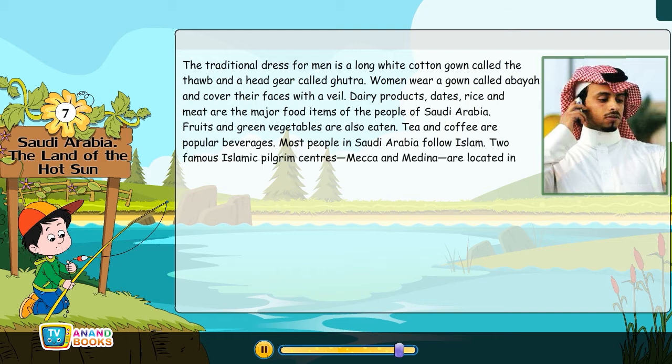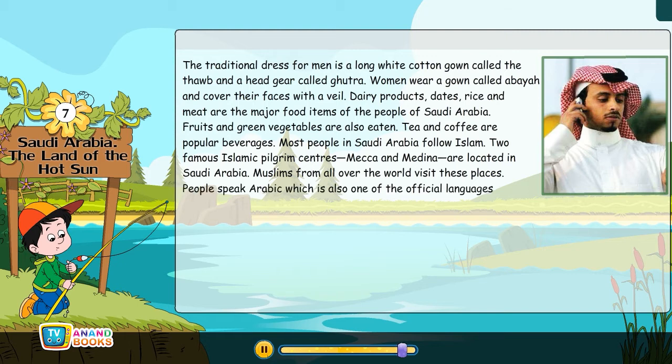Two famous Islamic pilgrim centers, Mecca and Medina, are located in Saudi Arabia. Muslims from all over the world visit these places. People speak Arabic, which is also one of the official languages of the United Nations.